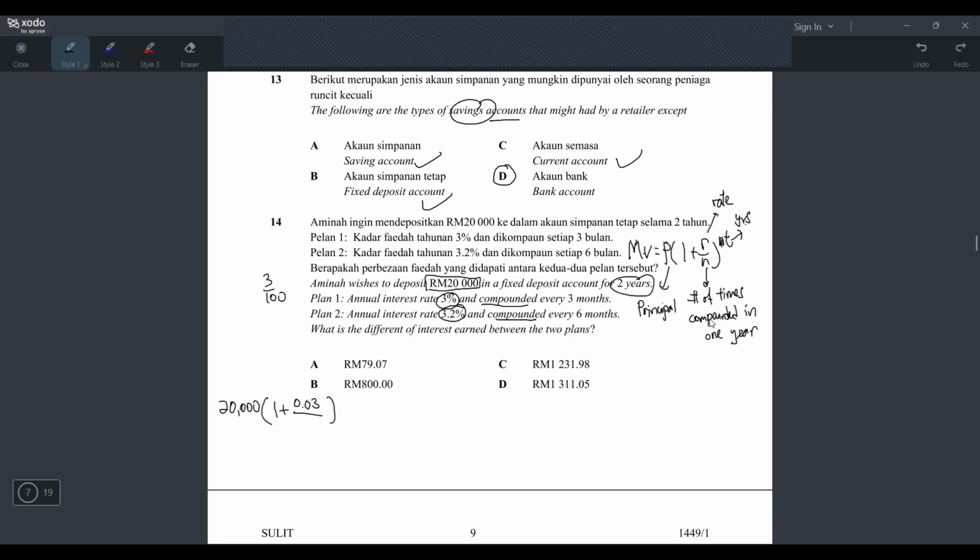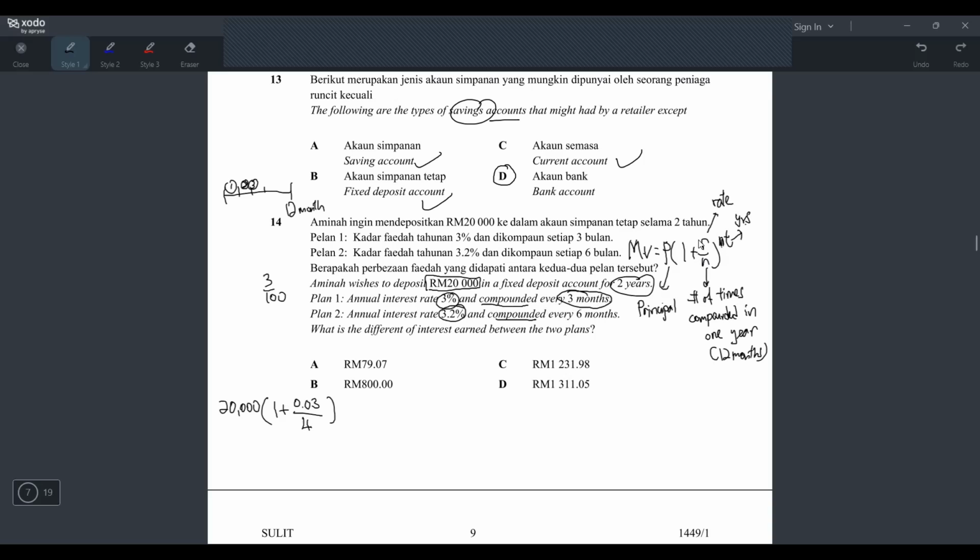N is the number of times compounded in 1 year. They say compounded every 3 months, which means it compounds once every 3 months. So how many times will it compound in 1 year? 1 year has 12 months, right? If I compound every 3 months, it compounds 4 times in 1 year. You can also take 12 divided by 3. So the number of times compounded is 4 times.